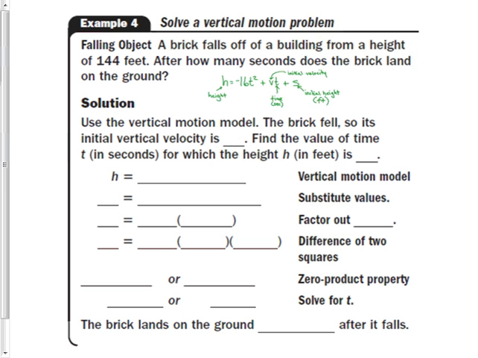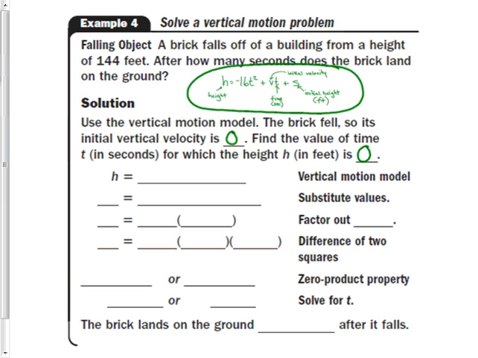We're going to use our vertical motion model, which we learned or used in previous lessons. So the solution is to use the vertical motion model. The brick fell, so its initial vertical velocity is 0. There wasn't somebody throwing it up in the air, so there's no velocity throwing it up there. We're going to find the value of time, t, in seconds, for which the height, h, in feet, is also 0. We want to know when it hit the ground, 0.